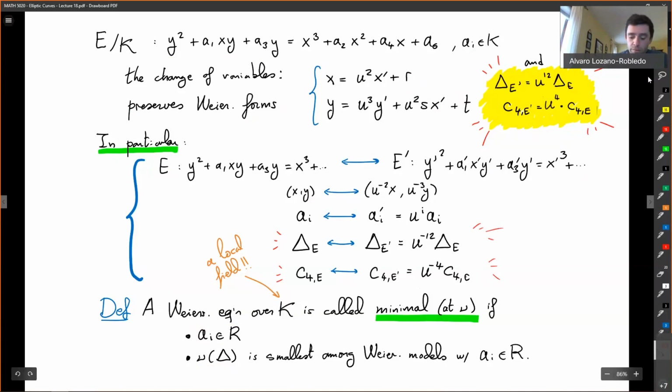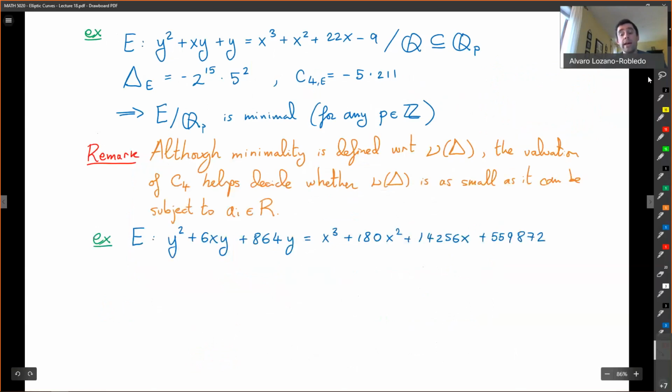By the well-ordering principle, we can pick one with that valuation, and that is a minimal model. It's not unique, as we will see in a moment. Okay, so again, we are actually interested in elliptic curves over the rationals. Here's an example over the rationals.